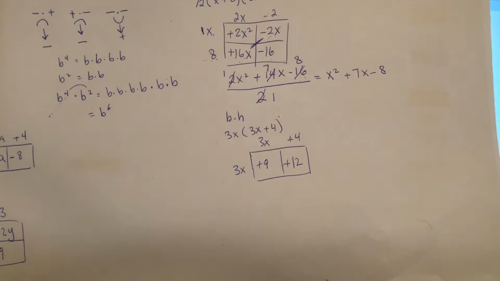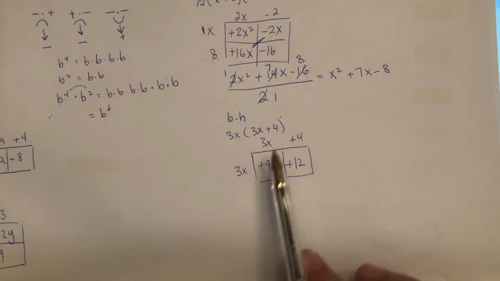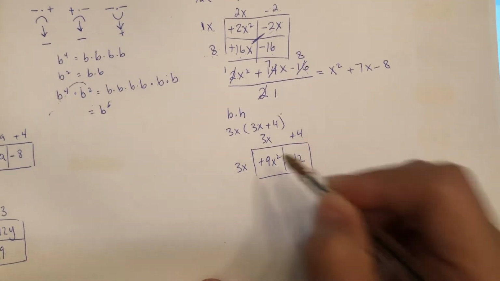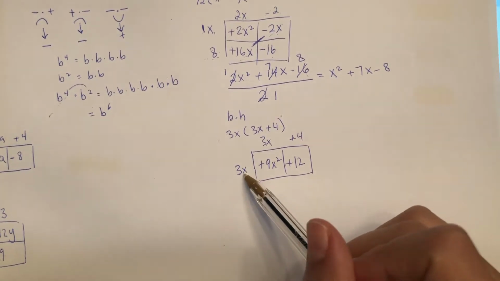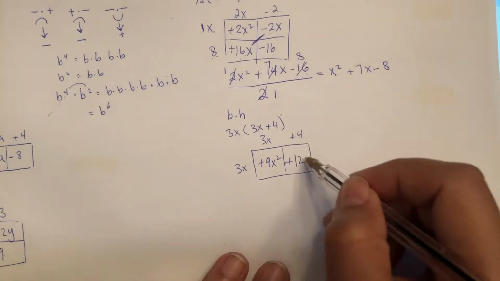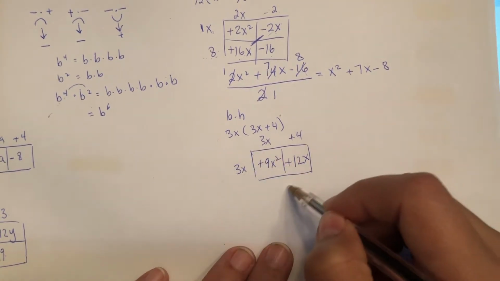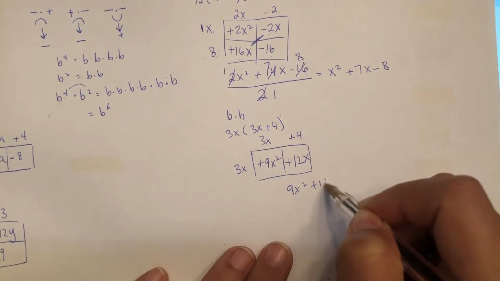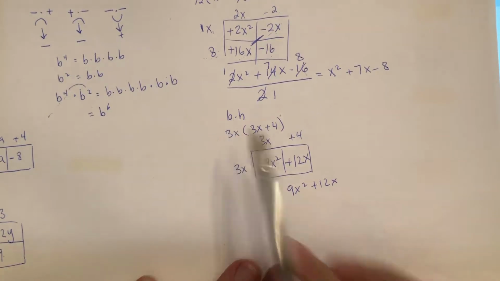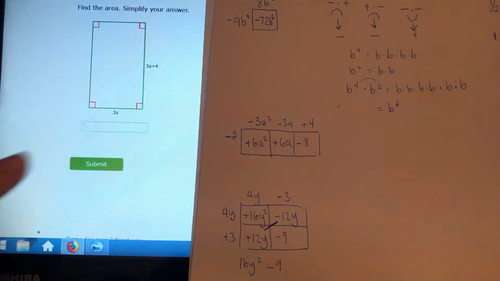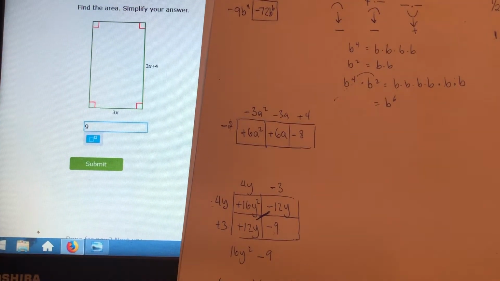And then do my variable. X times x is x squared. And then x times no variable is just x. Is anything combined? No. So that answer is 9x squared plus 12x. And that's all I had to do. So 9x squared plus 12x.